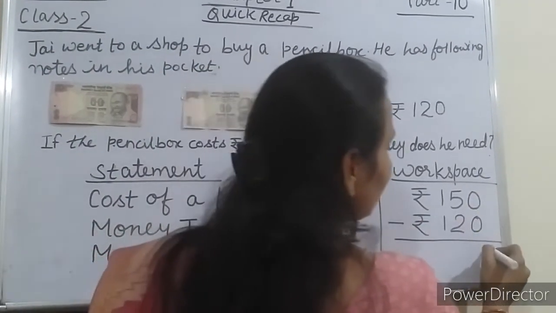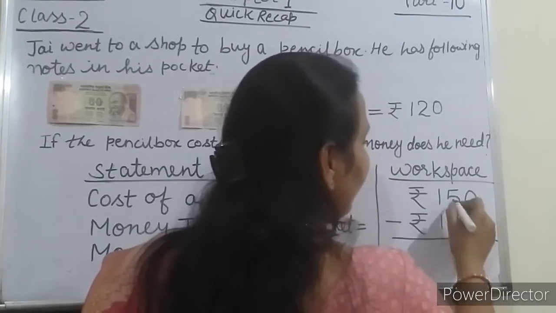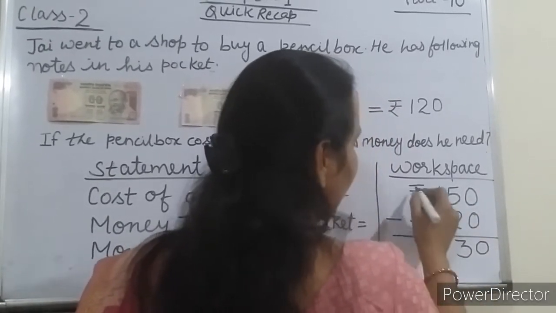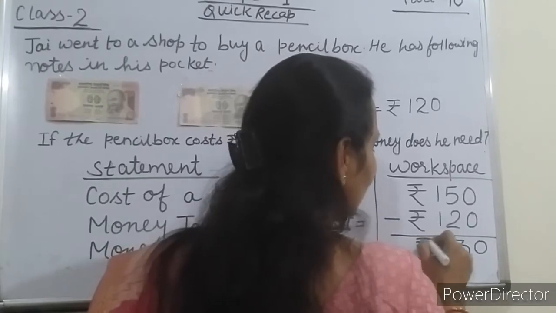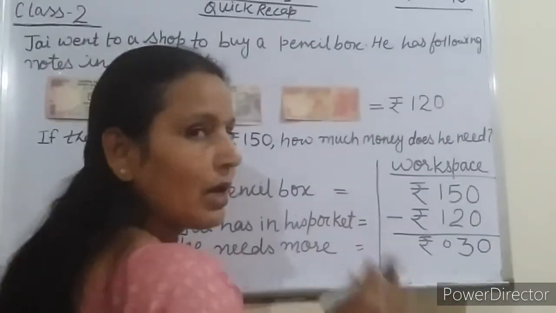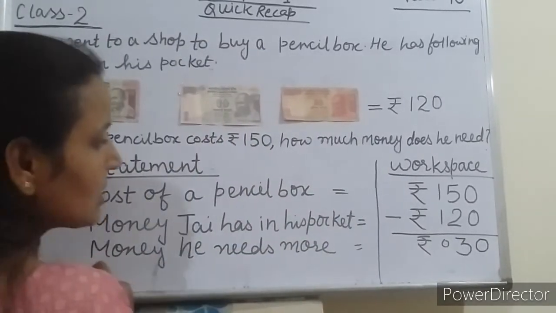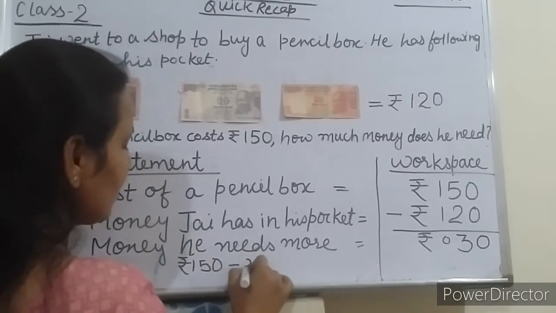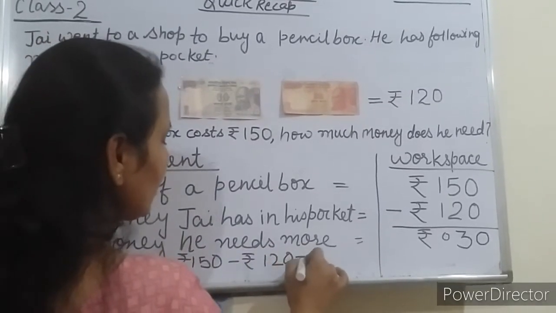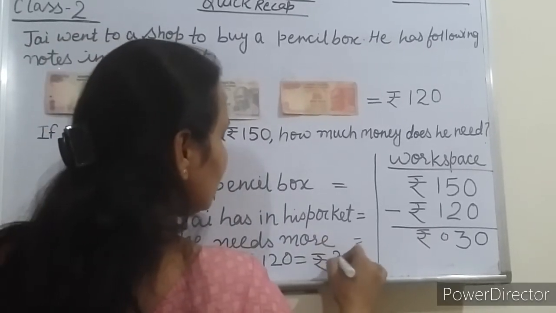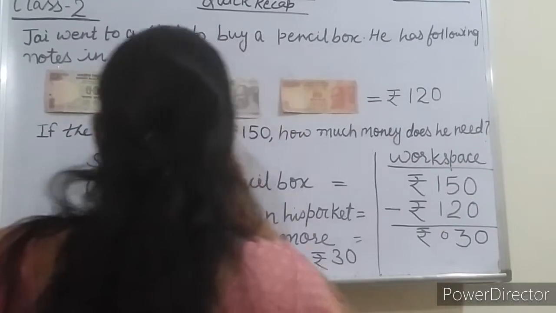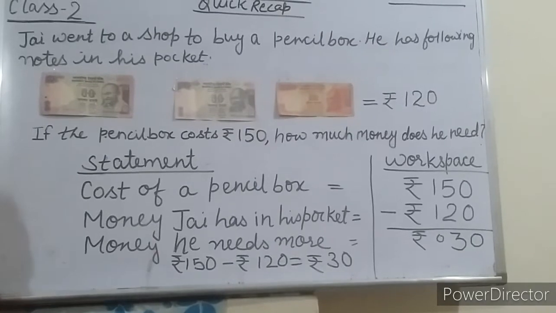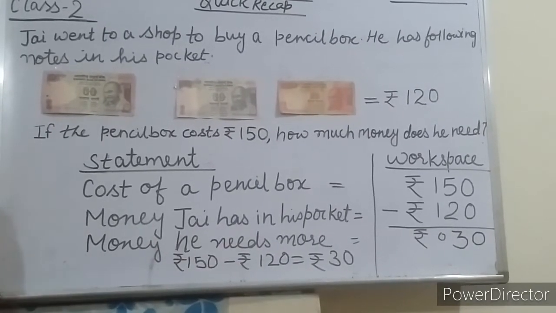See, 0 minus 0, very good, 0. 5 minus 2, 3, very good. And 1 minus 1, so 0. And here we have to write rupees. Don't forget to write this unit. Unit you have to write. Okay, so what is the answer? Rupees 150 minus rupees 120 is equals to rupees 30. So how much money does he need? He needs more. How much more? Yes, he needs 30 rupees more.